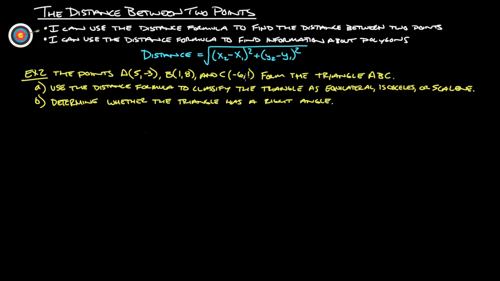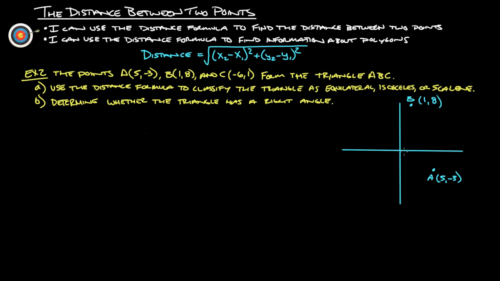You don't have to do this, but I'm a little bit more visual, so I'm going to sketch these somewhat on a graph, just so I get an idea of what things look like here. So we'll call A at (5, -3). B is at (1, 8), so we'll call that B, which is at (1, 8).